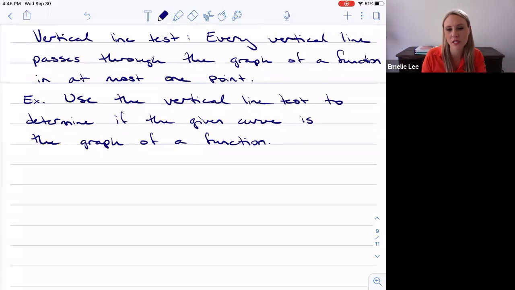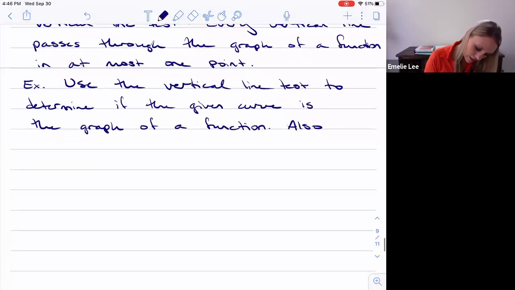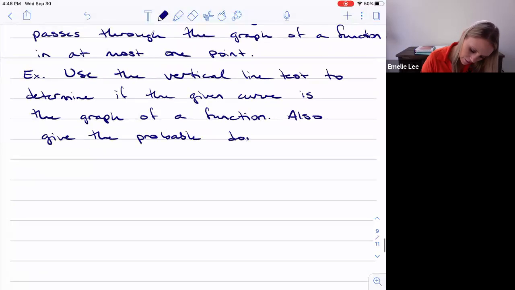I also want to talk about the probable domain and range. So not exactly, but kind of what it looks like, because I'm just doing quick sketches. Also give the probable domain and range.